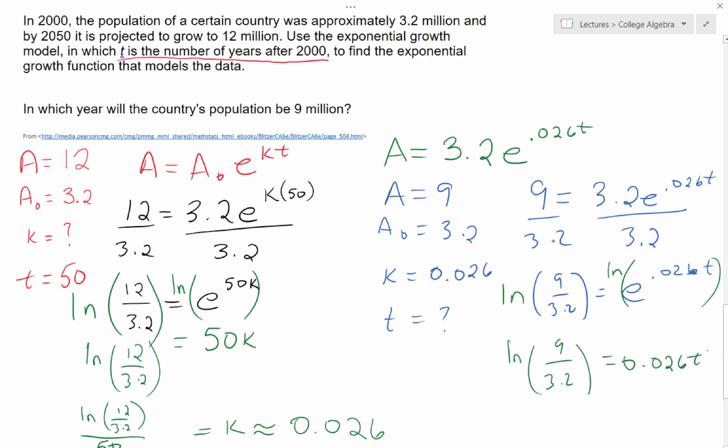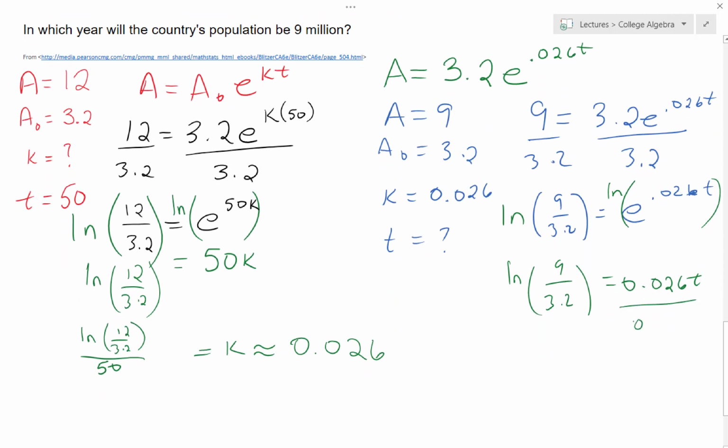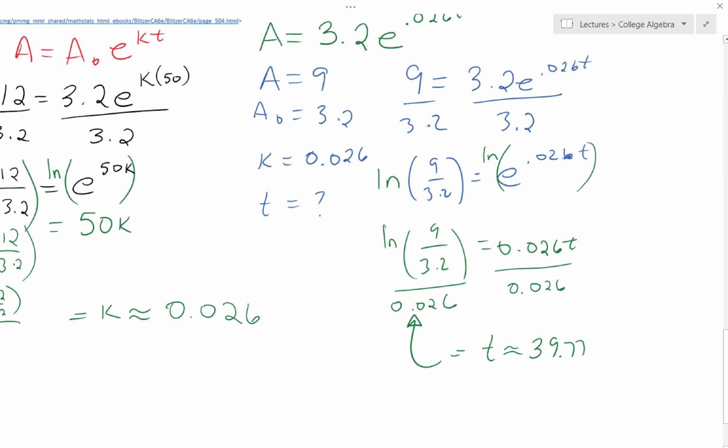0.026t. Excuse me, I'm getting too excited. Writing's getting a little janky. So then I divide both sides by 0.026, and we have our answer. t is equal to this quantity, which is approximately equal. So t is approximately equal to 39.77. Okay, be very careful here, everyone.